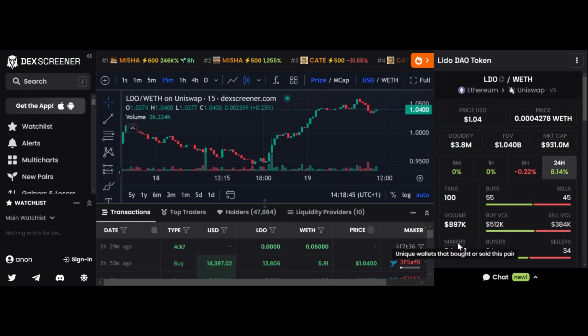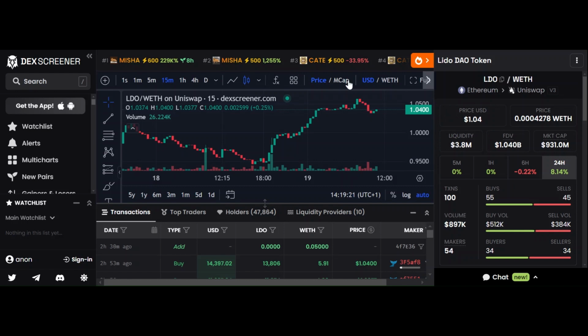So in that situation, you can just ignore it because it's not necessarily important, but it just means that some people on the buy side are also on the sell side, right? Some people who are buying are also selling, and the unique amount of individuals interacting with this particular pair on this particular exchange, Uniswap, is 54.